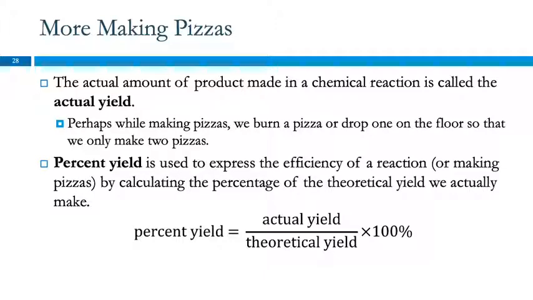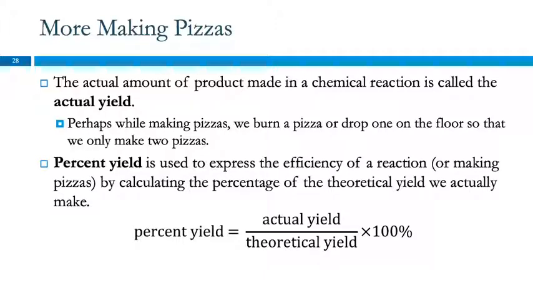So to express the relative success of this process, we use percent yield. You may be noticing we use percents a lot, right? And percent, again, is the part over the whole. It's the part we're interested in divided by the whole thing. So in this context, the part is our actual yield.